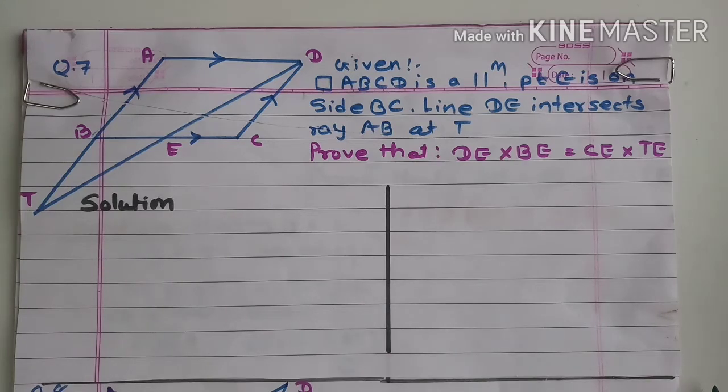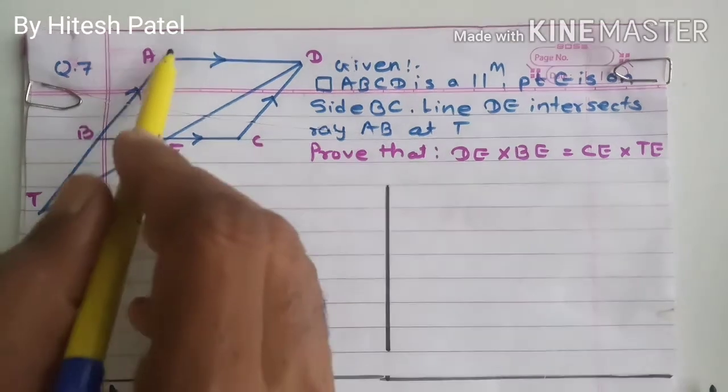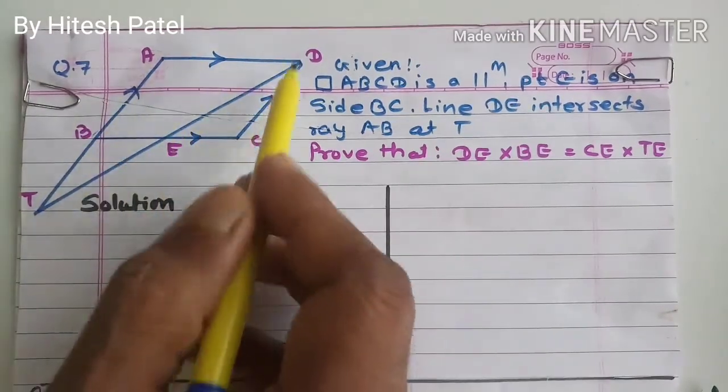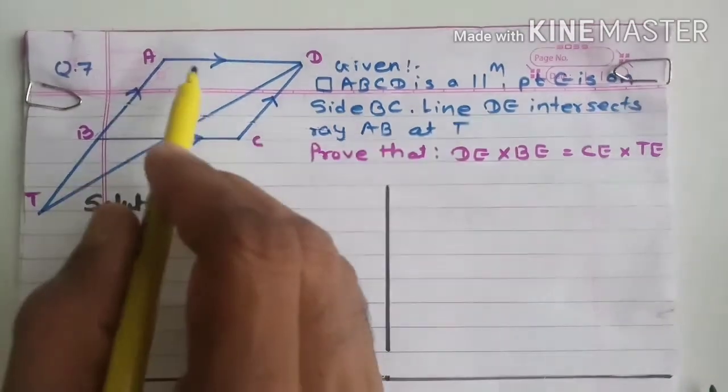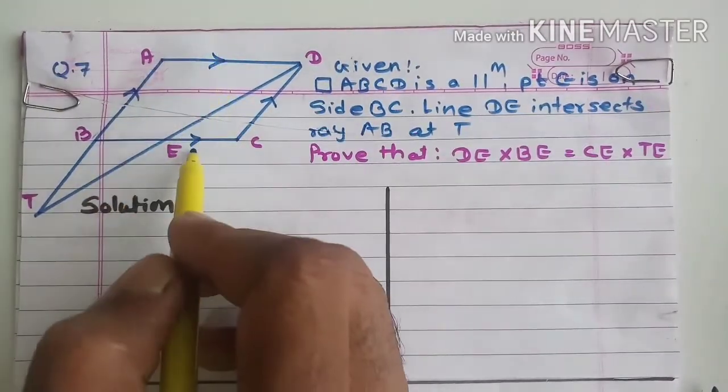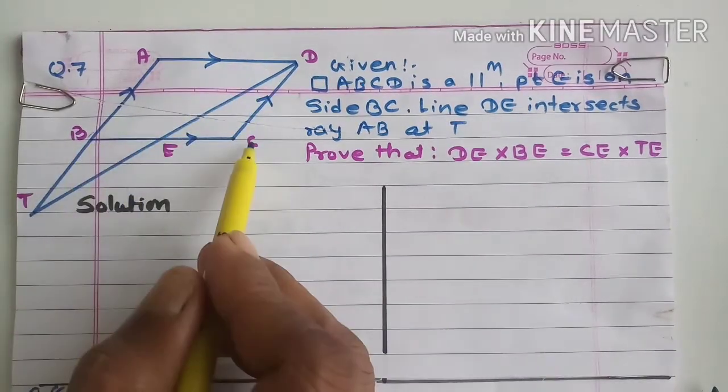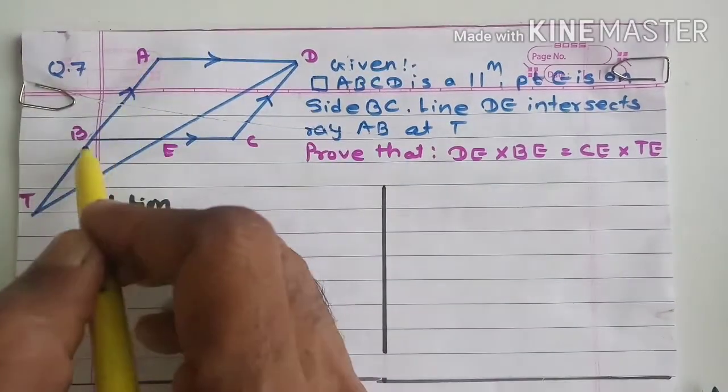What they have given: quadrilateral ABCD is a parallelogram. Point E is on the side BC. Line DE intersects AB at point E. Okay, here is the quadrilateral ABCD. What is meant by parallelogram? Parallelogram means opposite sides are parallel. AD is parallel to BC and BC is parallel to AB.